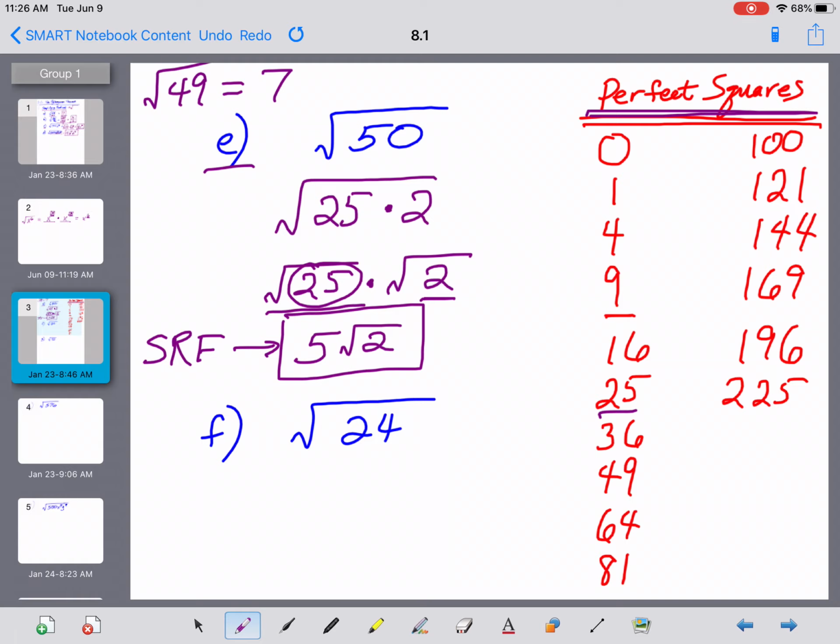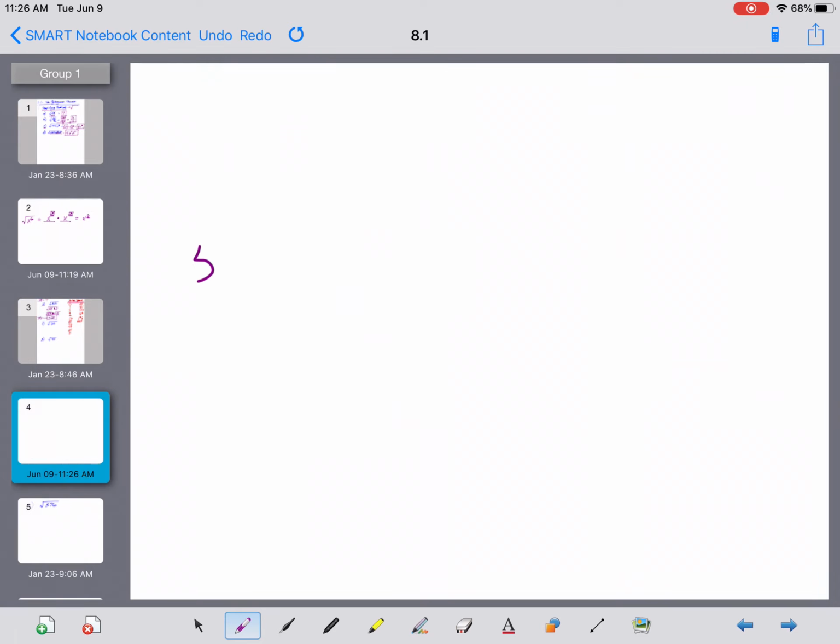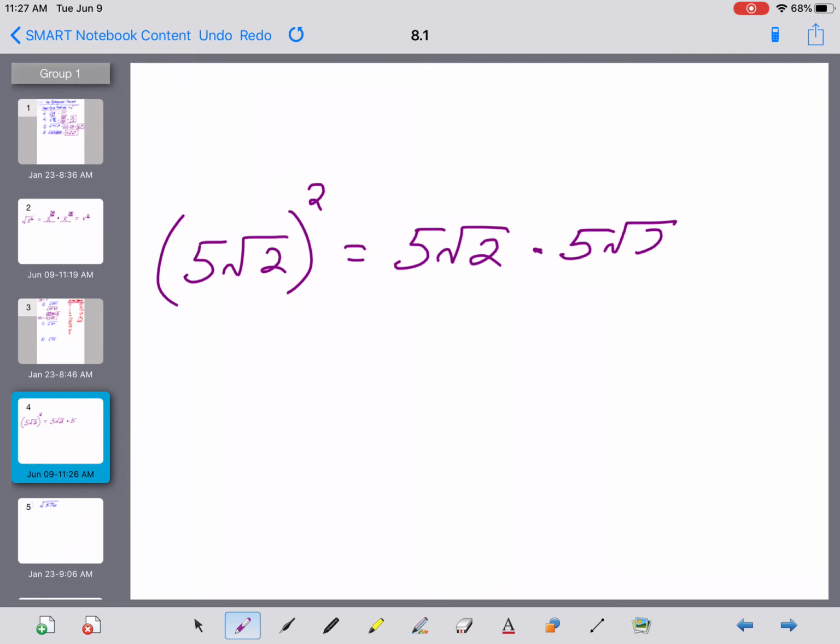All right. A quick little explanation of that is if you take the number that we came up with, 5 root 2, you would need parentheses here. If you square that, let's take a look at what that does for us. Squaring something means to take a number, 5 root 2, and multiply it by itself, 5 root 2. Well, let's see what happens here. The coefficients, 5 times 5 is going to give us 25.